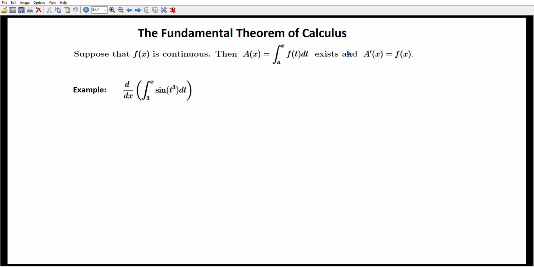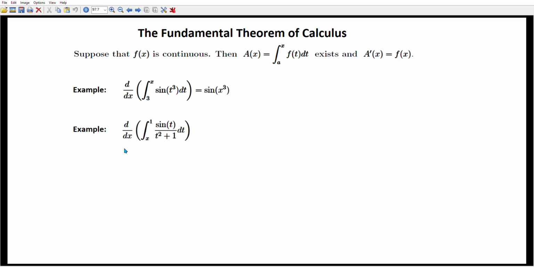So here's the fundamental theorem again. Let's see what it says. It says the derivative of the area function is f of x, where f is the function that gives you the curve. So in this case, sine t cubed is the function that gives you the curve in t, so the derivative is sine x cubed, because this is a function of x.